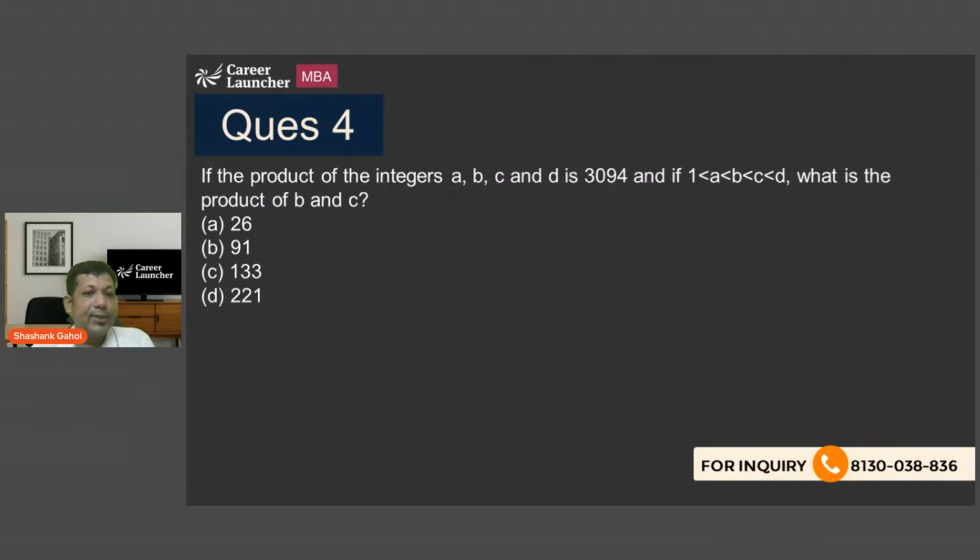What does it say? If the product of integers a, b, c, d is 3094, okay, a is less than b, less than c, less than d, what is the product of b and c? Okay, so what should be the approach? Now what I'm going to think in this question, I'm going to think there are 4 numbers.